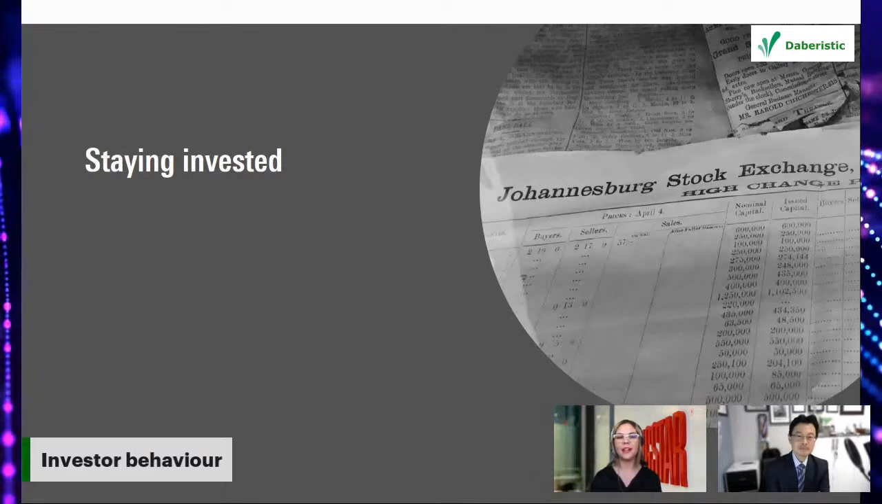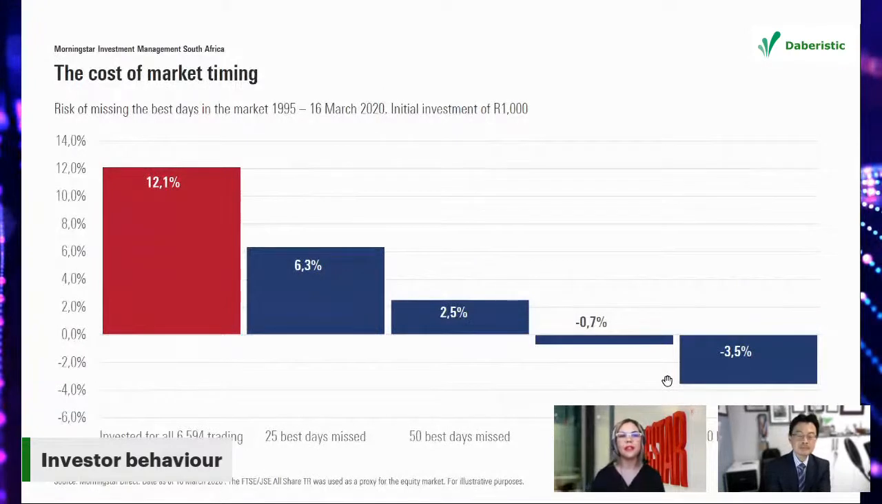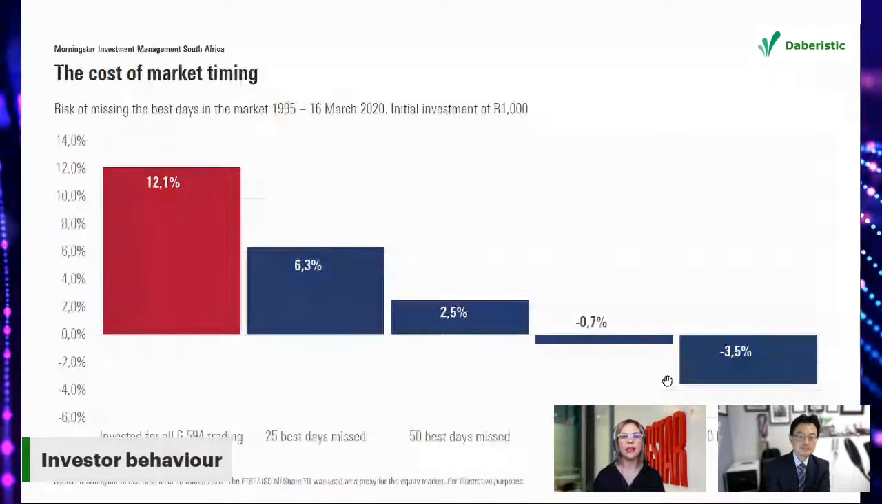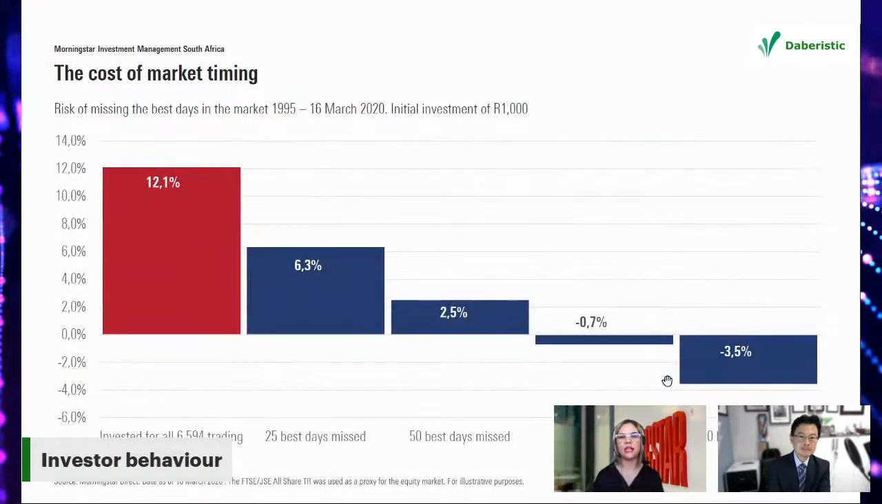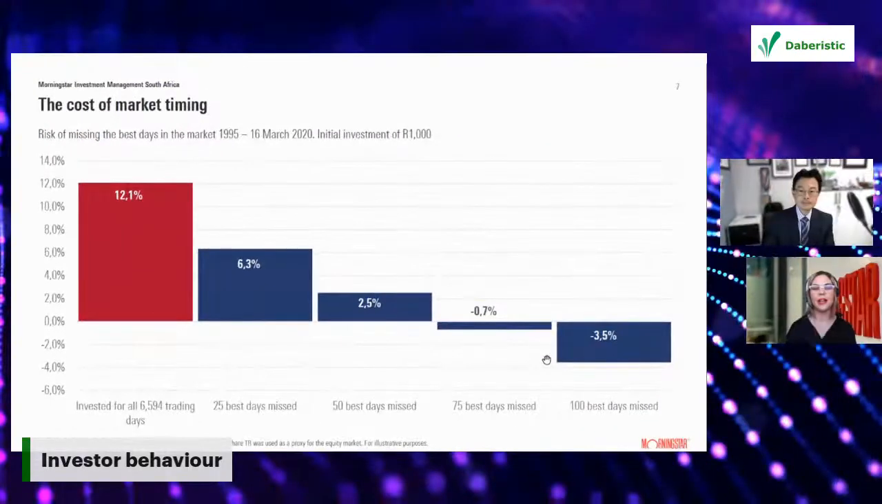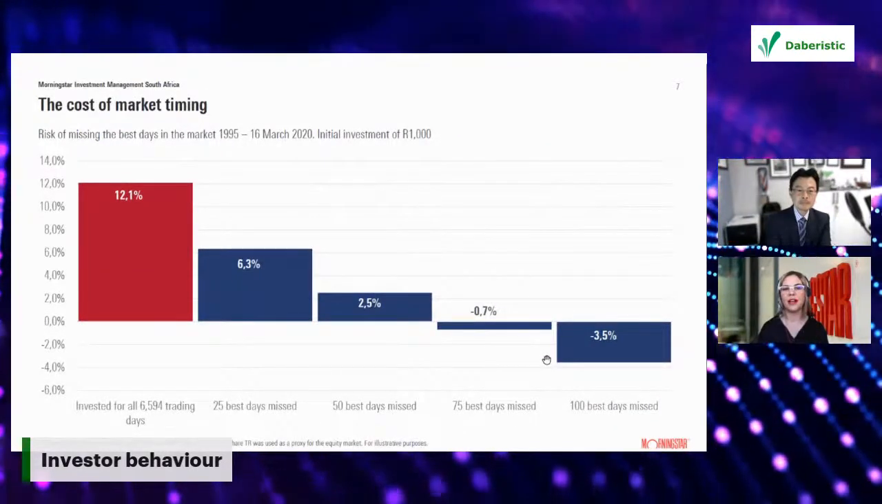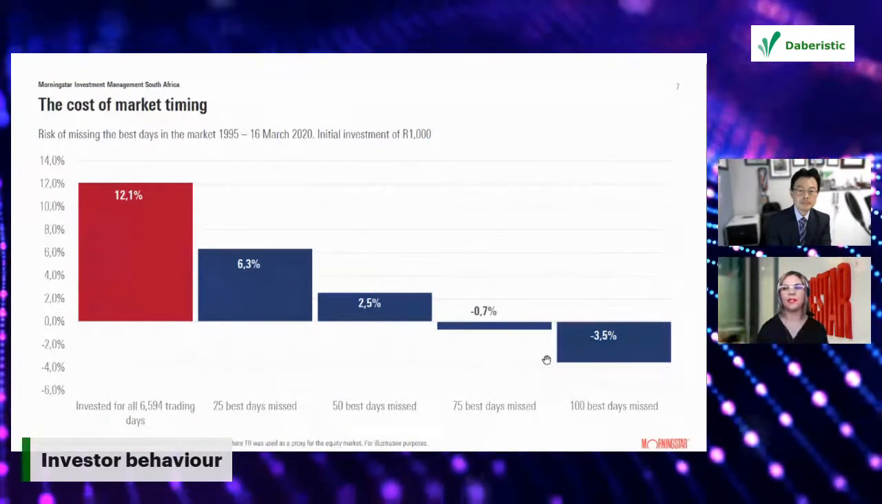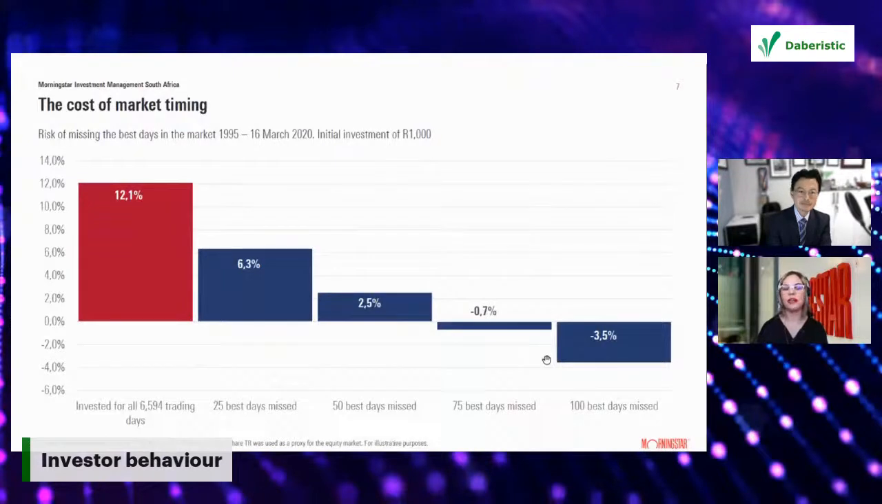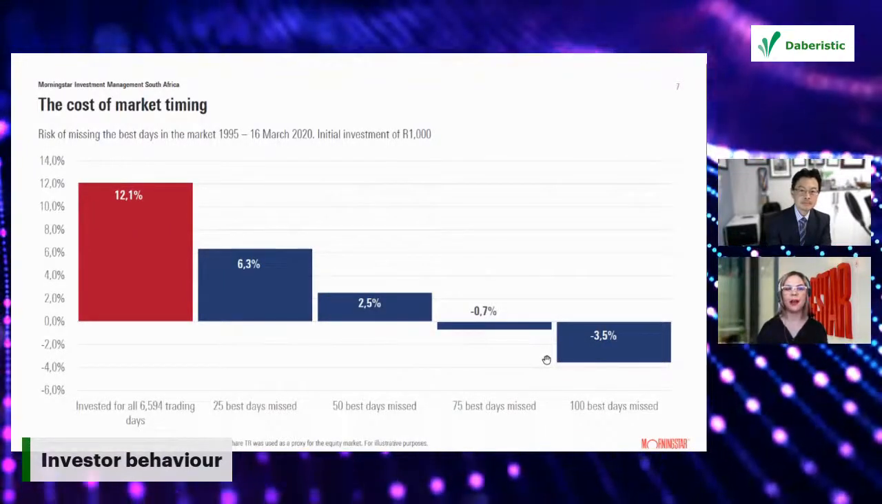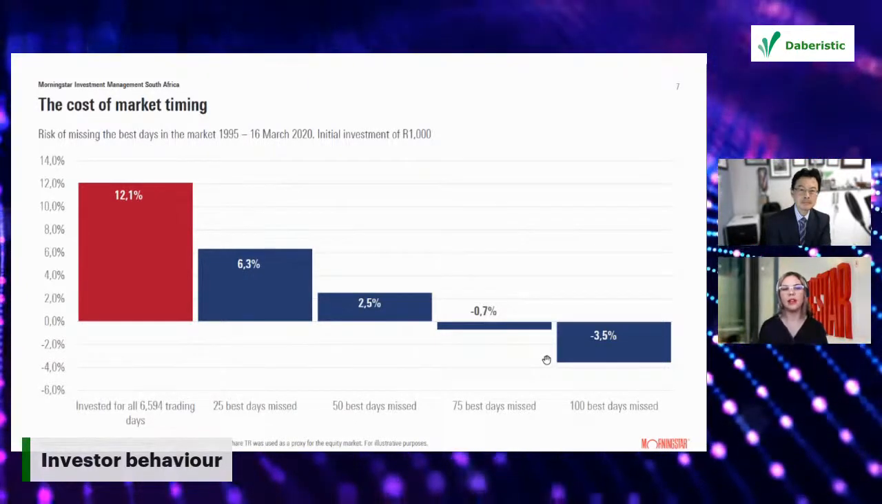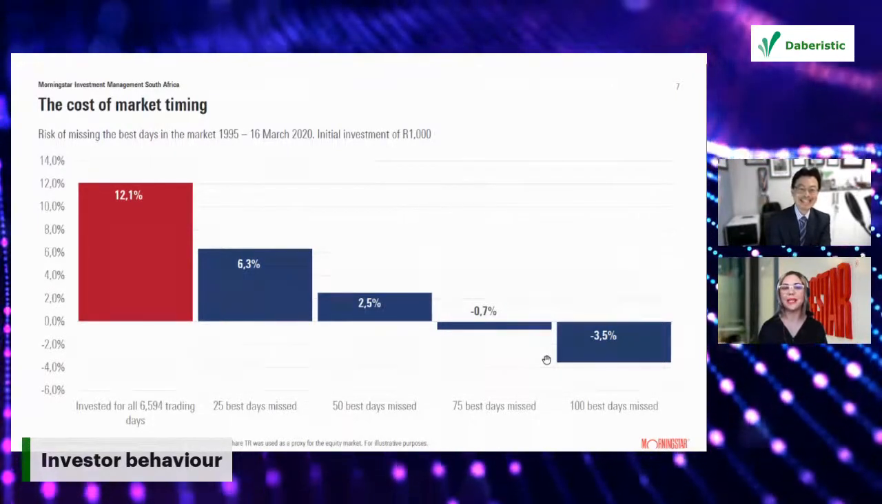What I'm showing you on this slide comes back to that thing of time in the market, not timing the market. And what is the cost of market timing? So let's say an investor invested from 1995 to 6 March 2020, with an initial investment of 1,000 Rand. If he left that investment through all of the markets, from 1995 we had the tech bubble burst, a global financial crisis, an emerging market crisis, we had wars. Everything is within that time period. Everything you could think of, higher inflation, higher interest rates. If we just left our money, we would have had a 12.1% annual return out of our portfolio. That's a pretty good return.